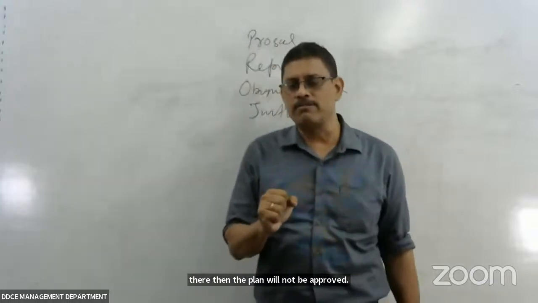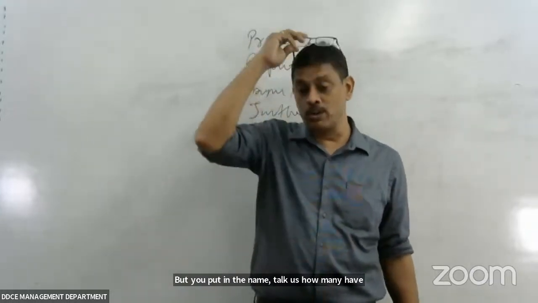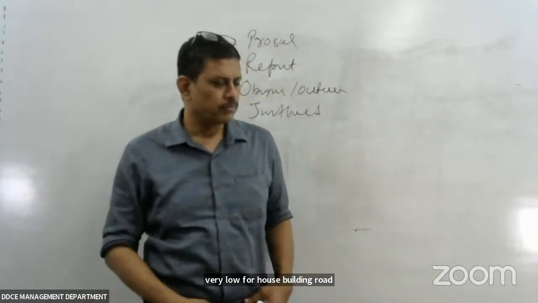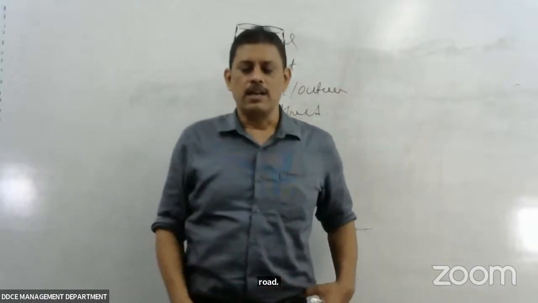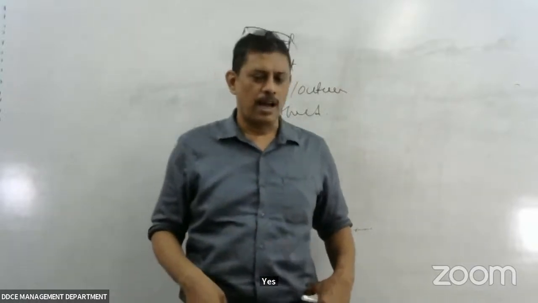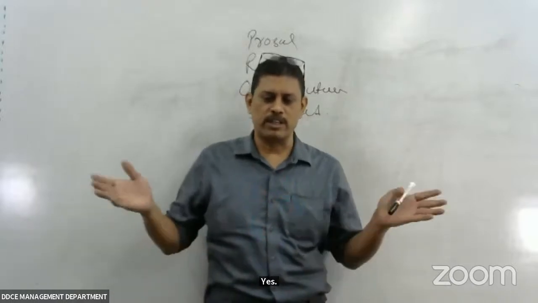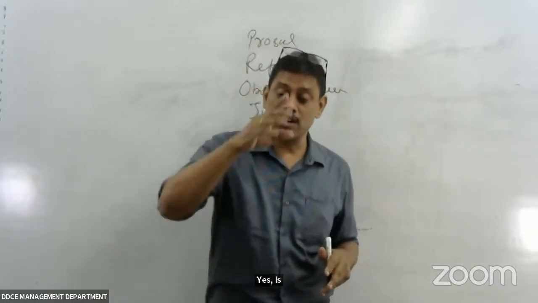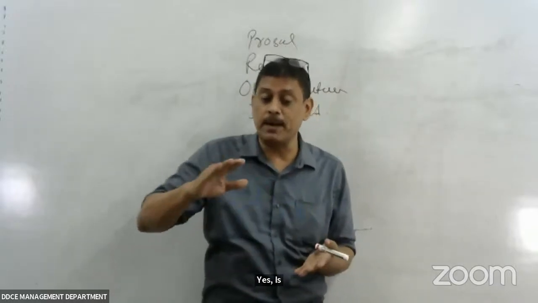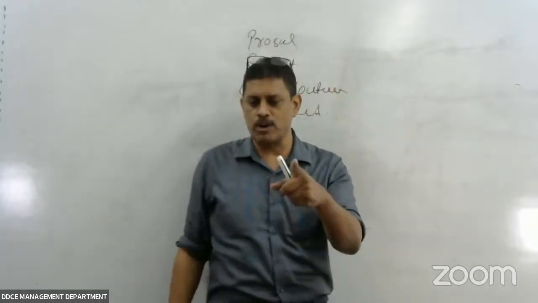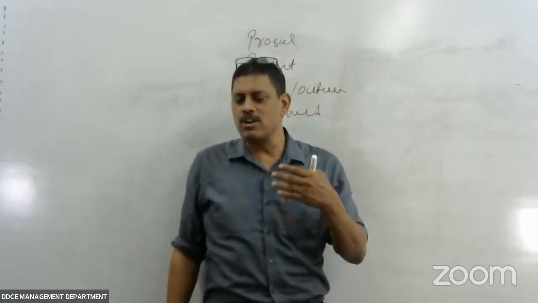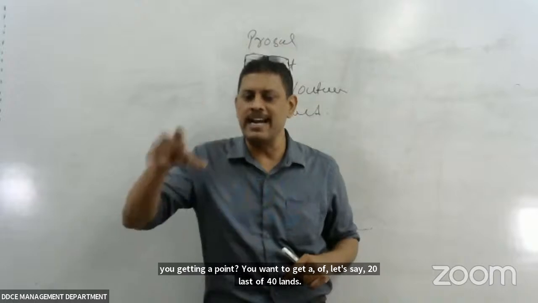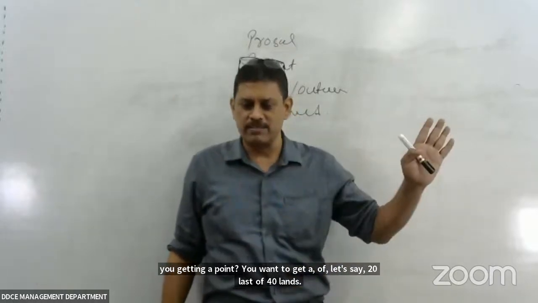Suppose, how many have availed a loan for house building? Yes, sir. Now, for a house loan, the bank will never give the money phase-wise at once to the builder. Are you getting my point? You want to get a loan of, let's say, 20 lakhs or 40 lakhs. Do you think that the bank will give the entire amount to the builder at once? Never. No, sir.